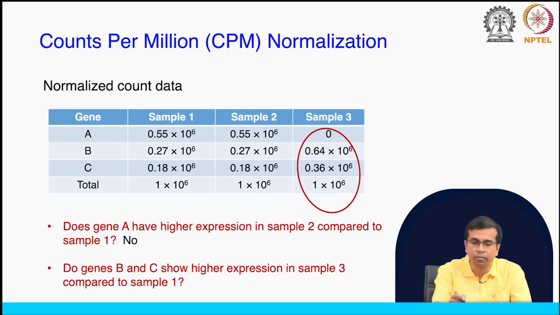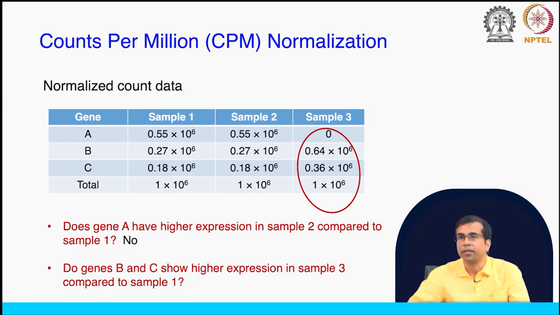If you look at sample 2 and sample 1, the expression of gene A, the read count, the normalized count data, is exactly identical. So, the answer is no, but we cannot answer the second question, because we have not addressed the RNA composition bias. Would genes B and C show lower expression in sample 3 compared to sample 1? We cannot answer that question because we have not addressed this RNA composition bias.